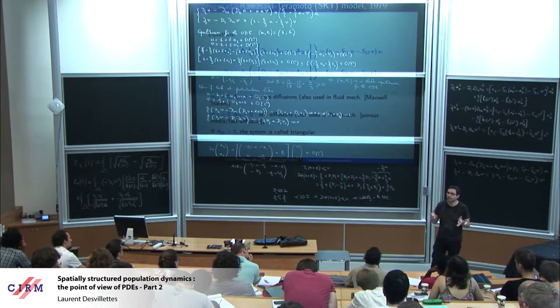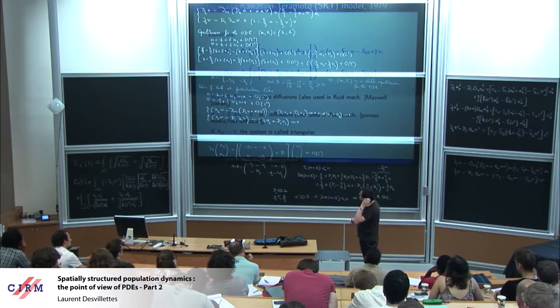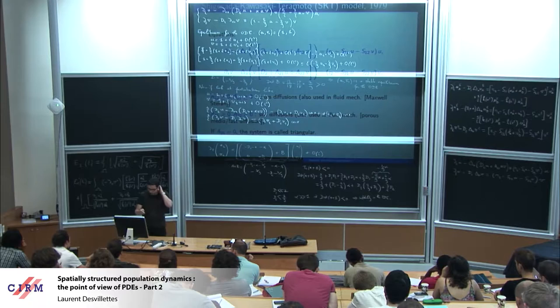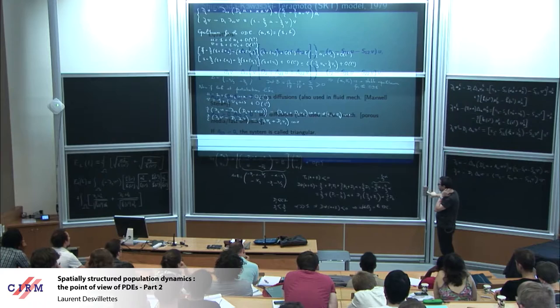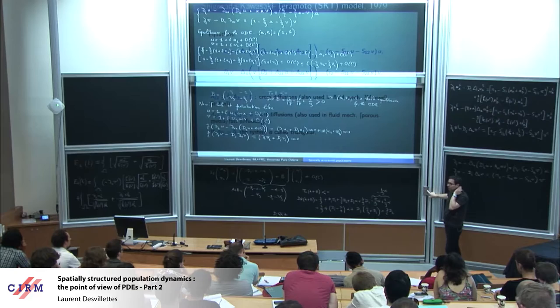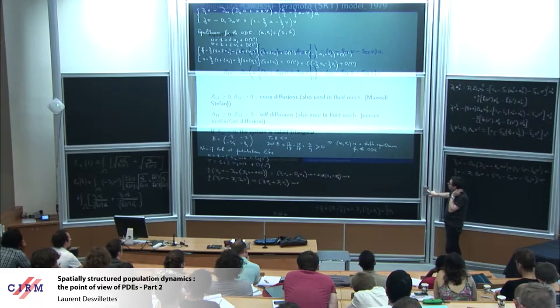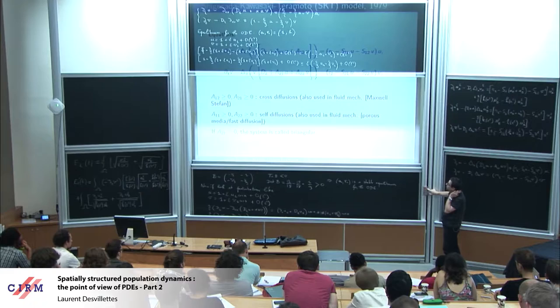I mean, this model, which is called now SKT, for Shigesada, Kawasaki, Teramoto, is really something which works if you take the cross diffusion large enough. Okay, so I hope that I convinced you that this model really solves the problem of obtaining patterns out of a system in which you have only competition.